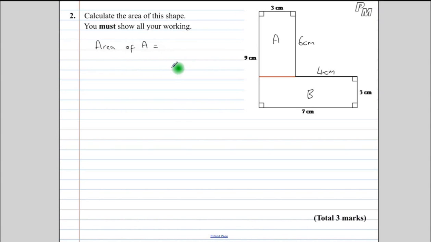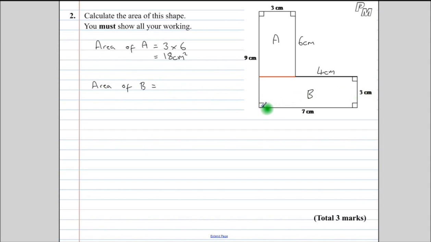Well, we know the area of a rectangle is length times width. Well, the width of this rectangle is clearly 3. The length, though, you have to be careful whether to choose the 6 or the 9. Well, because we've drawn this line here, our length is only going to be this length here, which is 6, because the 9 includes this bit down here, which we're not interested in for rectangle A. So the area of A is 3 times 6, which is 18 centimeters squared. We use a similar method for the area of B.